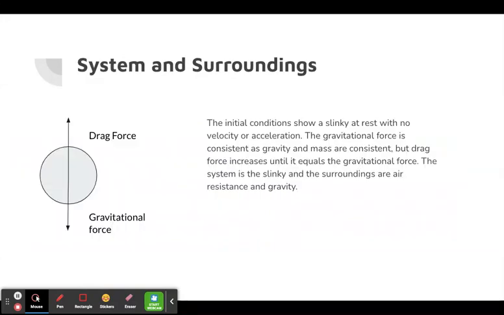The initial conditions show a slinky at rest with no velocity or acceleration. The gravitational force is consistent as gravity and mass are consistent, but drag force increases until it equals the gravitational force. The system is a slinky, and the surroundings are the air resistance and gravity.